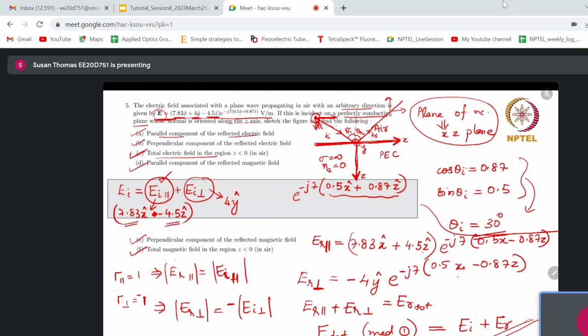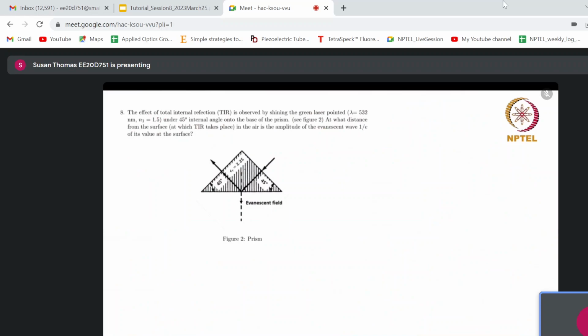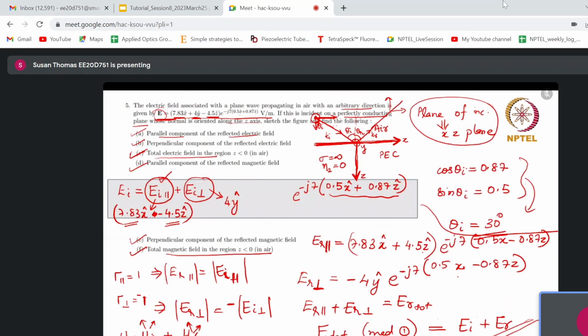Total magnetic field, the last part of this question: what is the total magnetic field in region 1, that is z less than 0, in air? H is equal to HI, the incident field, plus the reflected field. HI will have HI parallel and HI perpendicular, and HR will also have HR parallel and HR perpendicular, two components each. That is how we solve this kind of question.